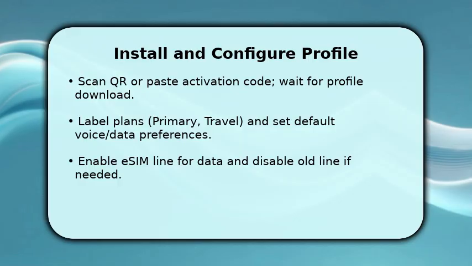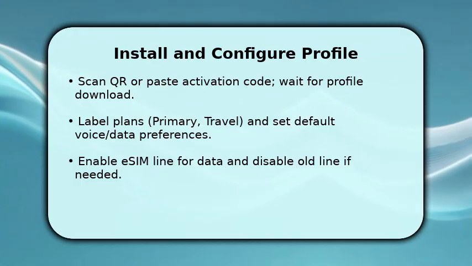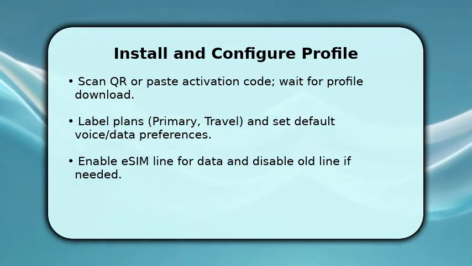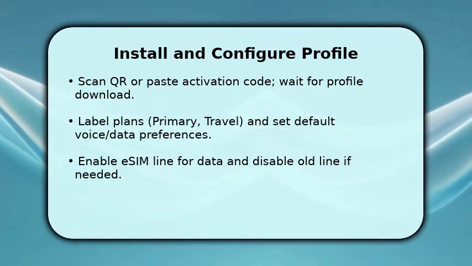Then set which line is used for cellular data and which for voice or iMessage. Make sure data roaming is enabled if you'll be in another country. This prevents conflicts and ensures traffic uses the eSIM when intended.